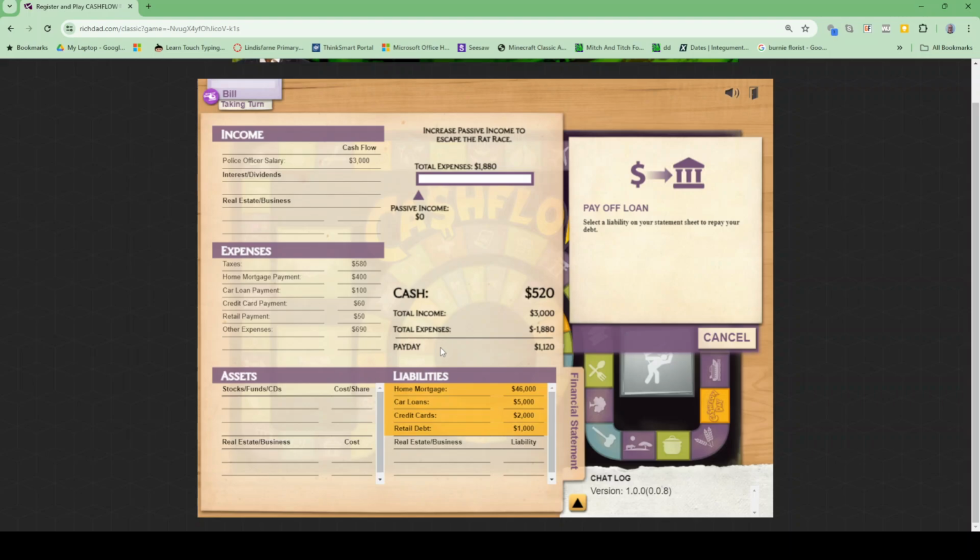Or you can borrow money. Now, the money is always borrowed at a rate of 10% per month, just for the sake of the game. So if you borrow money, you'll add a loan amount down here, and that will be equivalent to a loan expense, which will of course increase your expenses and lower your payday.